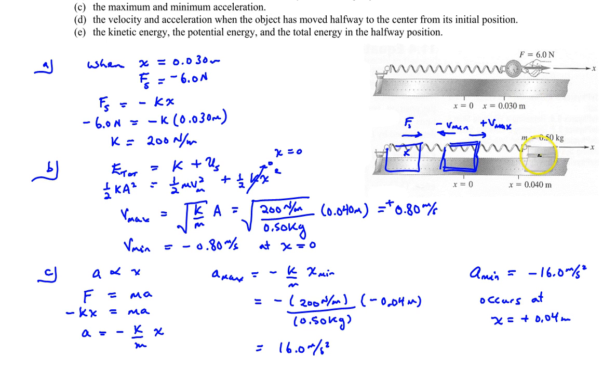So when the object is right here, released from the right side, the restoring force is acting to the left and creating a maximum acceleration to the left, which is the minimum acceleration. Okay, part D is asking for the velocity and the acceleration when the object is halfway to the center, somewhere in between here and here. So that's when x is equal to half of the amplitude, which is 0.02 meters.